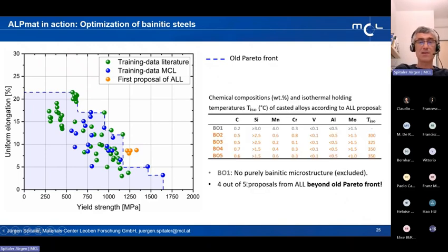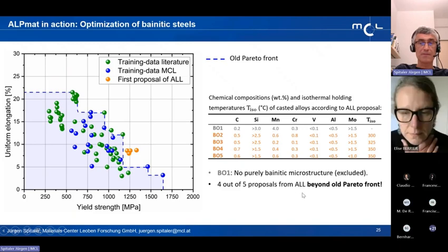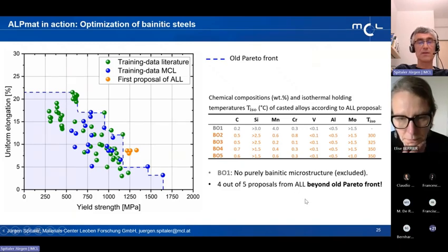How did these points look? You can see here the chemical composition; these steels contain quite many ingredients already. So you have different contents of silicon, for example, manganese and so on, and different processing temperatures. Actually, one of the samples was then rejected because it turned out on the microscope not to be a martensitic steel, but another kind of steel. It was outside the design space, so we don't consider it. But then 4 out of the 5 suggestions were beyond the old Pareto front.